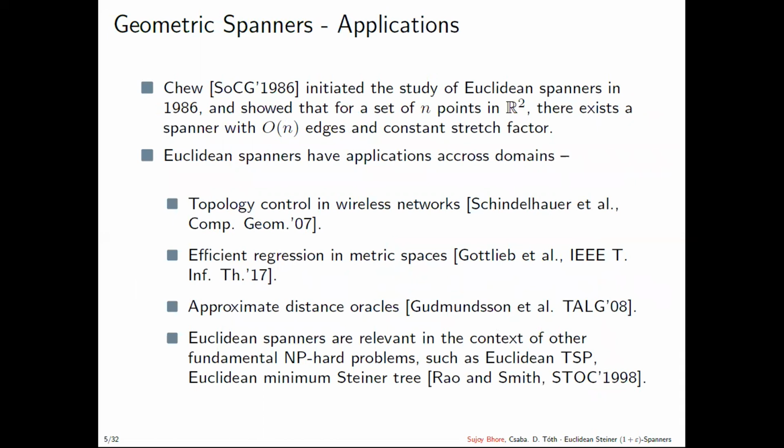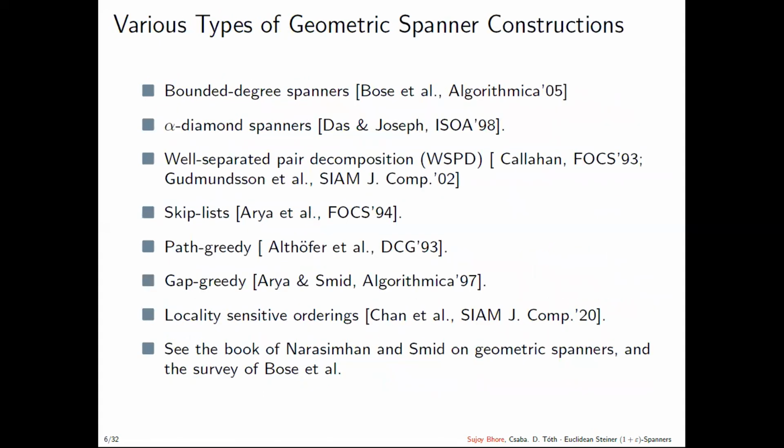Chew in 1986 initiated the study of Euclidean spanners and showed that for a set of points in the plane, there exists a spanner with a linear number of edges and a constant stretch factor. Euclidean spanners have applications across domains. Some of them are topology control in wireless networks, efficient regression in metric spaces, and approximate distance oracles. Moreover, Euclidean spanners are relevant in the context of other fundamental NP-hard problems, such as the Euclidean traveling salesman problem, Euclidean minimum Steiner tree, etc.